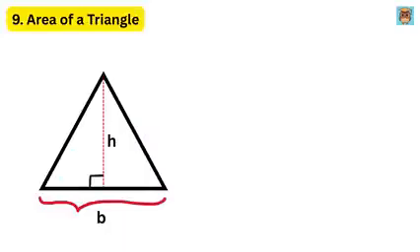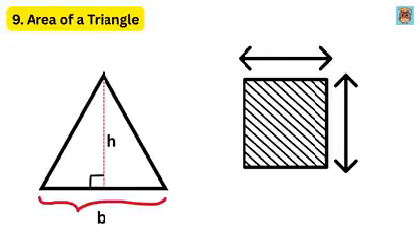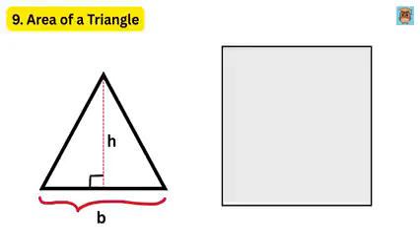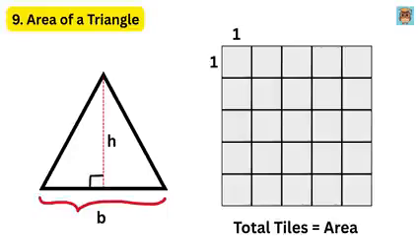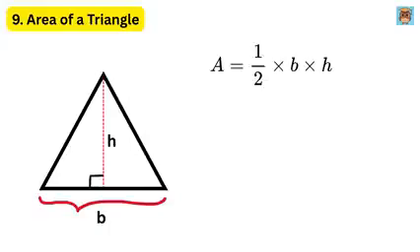9. Area of a triangle. Area is the amount of space inside a shape or surface. Imagine a square floor, and you want to cover it with small square tiles. If each tile takes up 1 unit of space, then the total number of tiles needed to cover the floor is the area of the square. The area of a triangle is found by multiplying half of the base with the height.